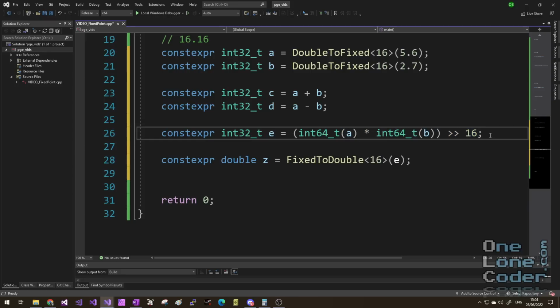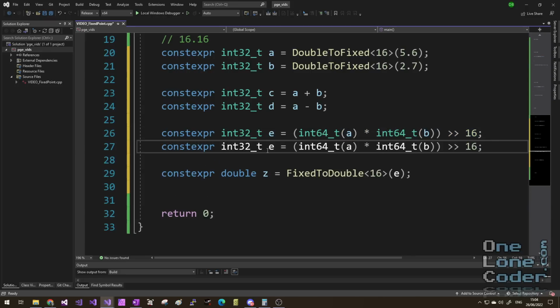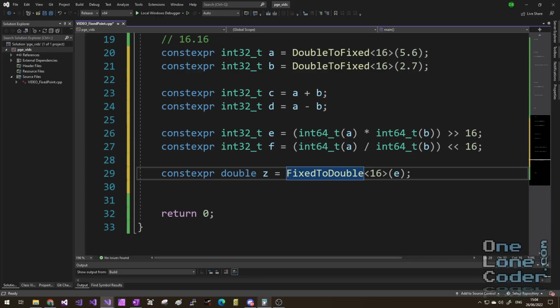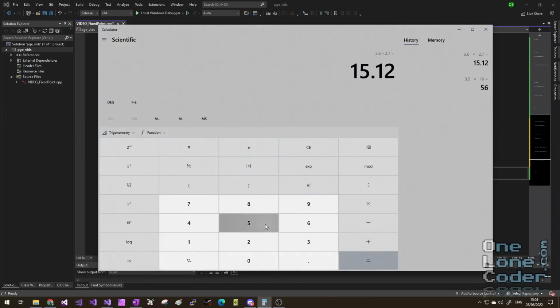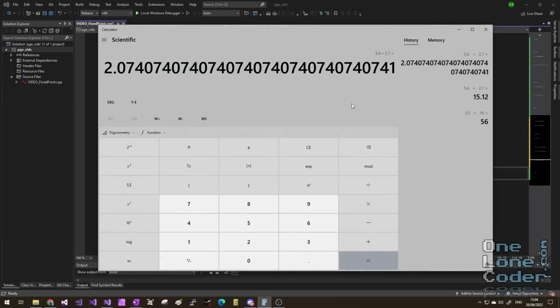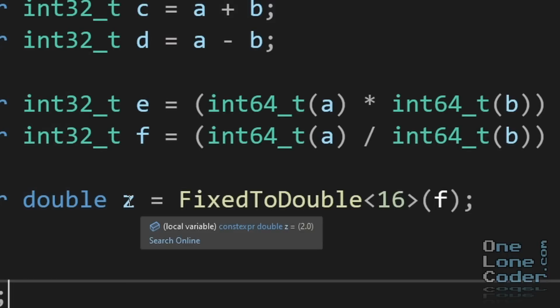Now, you'd be forgiven for thinking that divide was somewhat similar. Let's put in an F. But instead of shifting one way, we shift the other. Let's have a look at what the result should be first. So 5.6 divided by 2.7 is 2.074 recurring. Our result here is just simply 2. Well, it could be, but I feel that we've lost some accuracy.